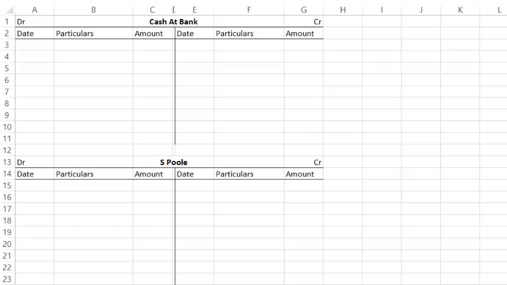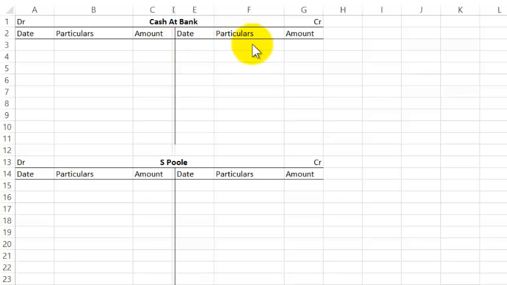Now this spreadsheet is going to come from your text on page 31. Here's my spreadsheet with information basically from page 31. The cash at bank account, and I've got S. Paul, who is a creditor who I'll show you in a moment, who owes us money. So in the first instance, cash at bank, every account has got the debit side and the credit side, but it's represented by the date, the particulars and the amount on either side, so we can track what transactions occurred and what it relates to.